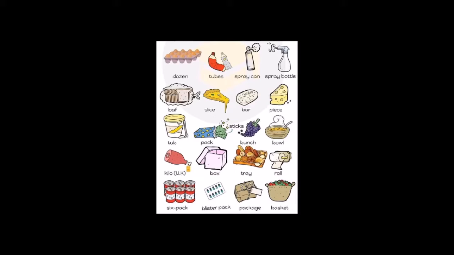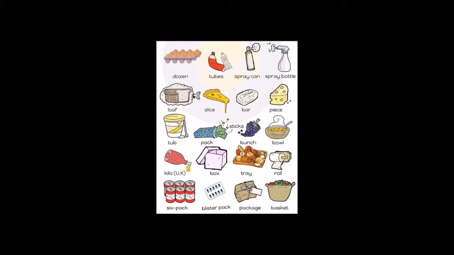We have also the tubes, which are cylinders made either of metal or plastic. Here in our country, we usually have the toothpaste coming in tubes, but in Europe, for example, we have also some food coming in tubes, as for example, mayonnaise. Other containers are a spray can and the spray bottle.